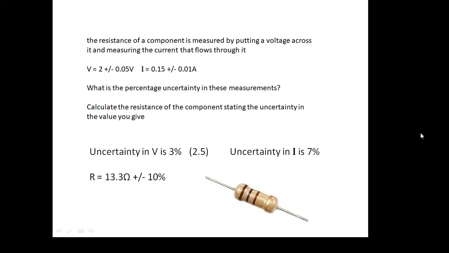Well, the uncertainty in the voltage is 3%. It's actually 2.5, but I'm giving it to one significant figure. The uncertainty in the current is 7%. The resistance is the voltage divided by the current, so the uncertainty in the resistance is 10%. Remember that we add them together. So 3% plus 7% is 10%.